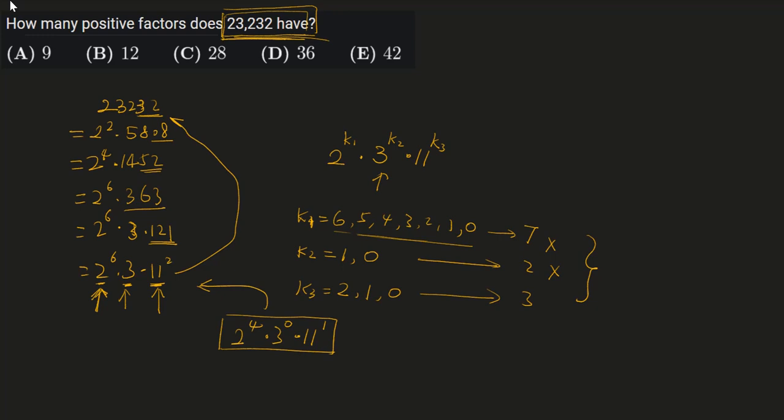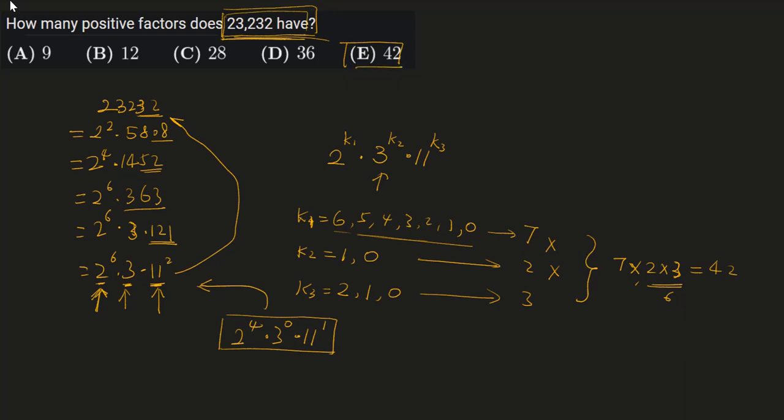Therefore, the solution is 7 times 2 times 3. So this gives us 6, so 6 times 7, that's 42. Therefore, the answer is E.